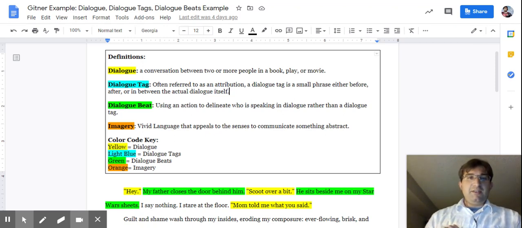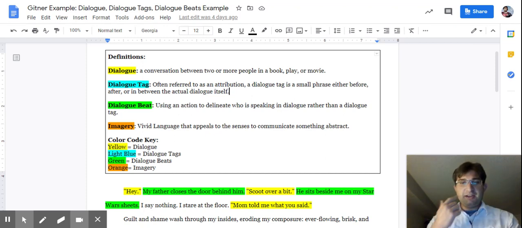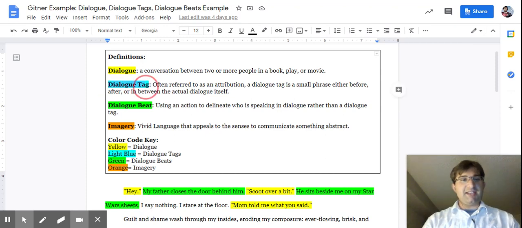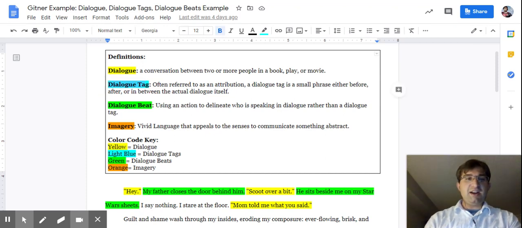Now, one question we have is, how do you tell who's talking in dialogue, right? Because when we're talking, it's easy for you to hear me and see my face. But when you're reading a book, it's easier to read, "blank says," etc. So that's a dialogue tag, right? And a dialogue tag is an attribution. It's a small phrase either before, after, or in between the actual dialogue itself. So it could be like, "Mr. Gittner says that dialogue tags are helpful."